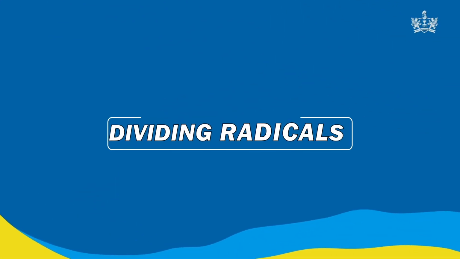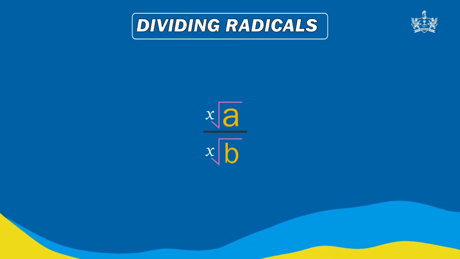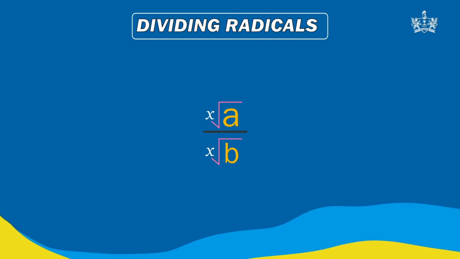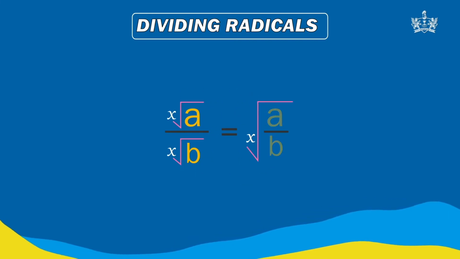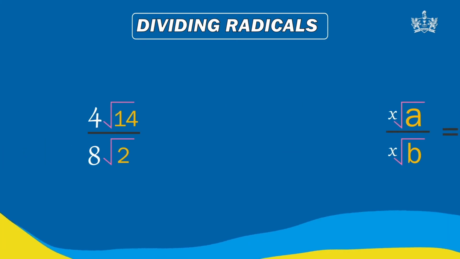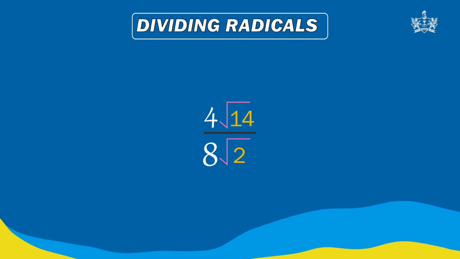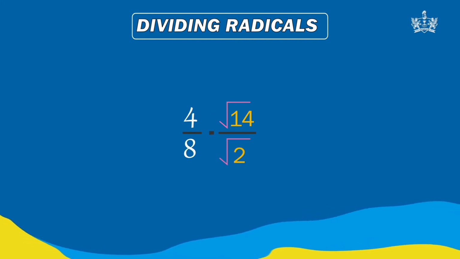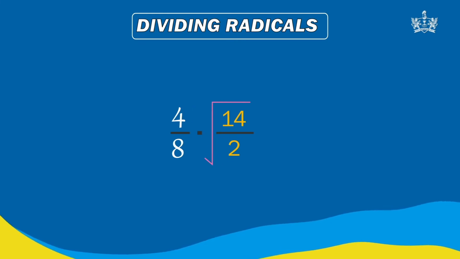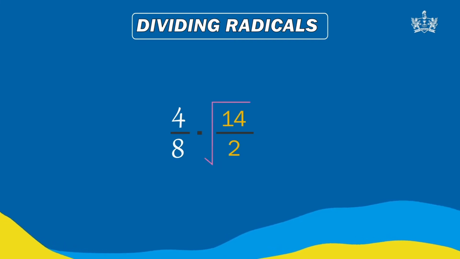Next, let's look into dividing radicals. Just like with multiplying, when dividing radicals, if the indexes are the same, then we can put them under the same radical. Divide what's inside and then simplify. For example, if we have 4 times the square root of 14 over 8 times the square root of 2, we can first separate the coefficients from the radicals, then combine the radicands under one radical. We then get 4 over 8 times the square root of 14 over 2.